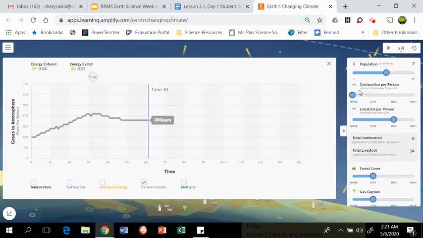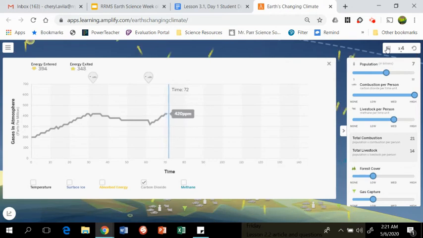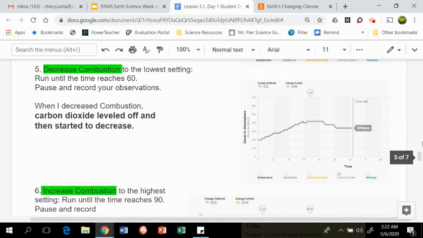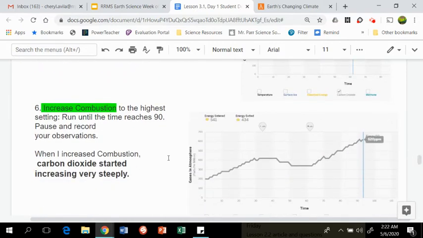So now I'm going to increase combustion. This is everyone is given 2 free cars and we're driving everywhere just to go check our mail. We're going for a drive. So if we increase combustion per person, let it play for 30 seconds. You see it steeply increasing. Now this is carbon dioxide in the atmosphere. Oh, I already passed 90 seconds. You would see it sharply increasing. We put our answer as when I increased combustion, carbon dioxide started increasing very steeply.